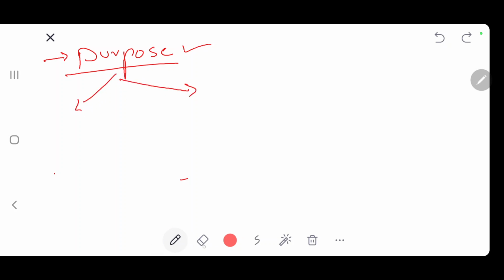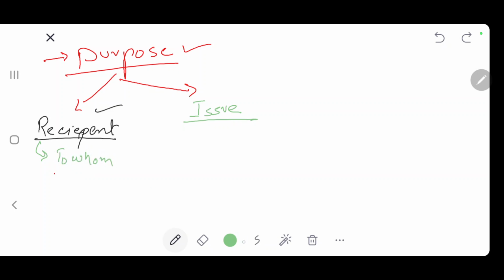Okay. Among those types of letter, the most important thing for you to understand is the marking criteria, because your letter will be based on them. Purpose of writing: what do we have in the purpose of writing? First of all, is the recipient. Who is receiving this letter? Who is the recipient, right? And the second thing is, what is the issue? In simple words, to whom are we writing this letter, and what is the issue? Why are we writing?